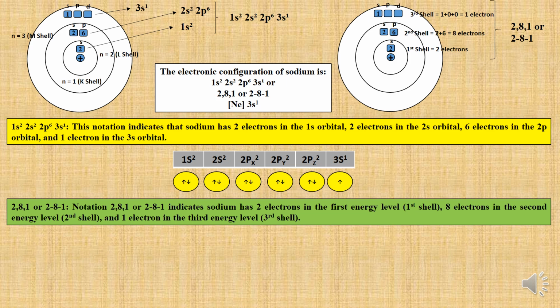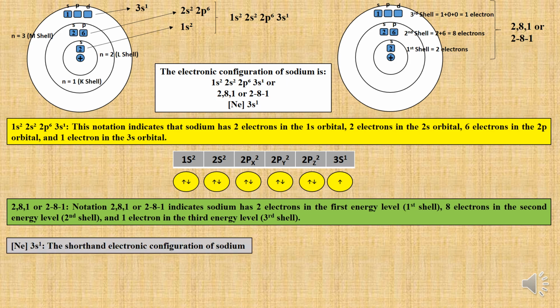And together the shorthand notation will be 2, 8, 1 or 2-8-1. Now in this way of representation, we simply consider the number of electrons present in that particular shell or energy level.